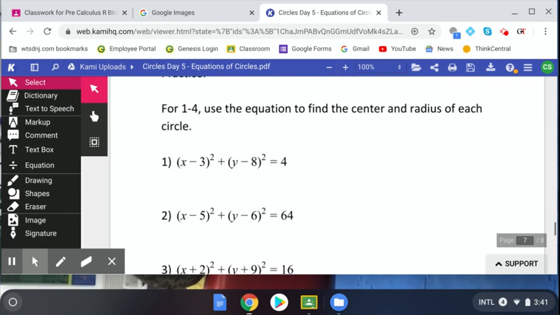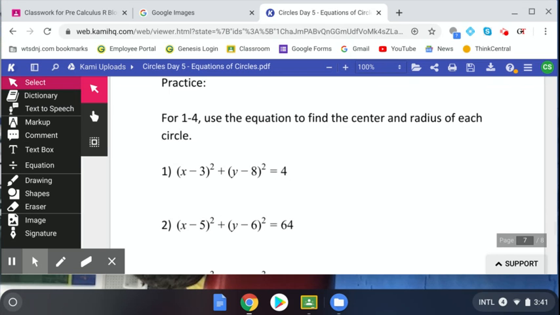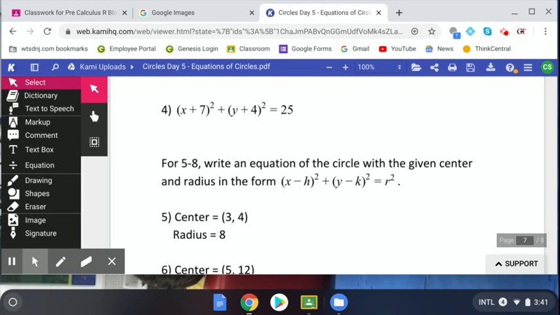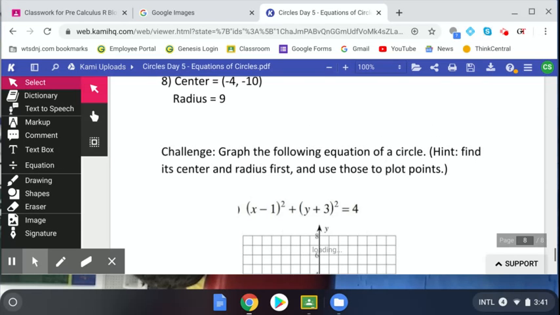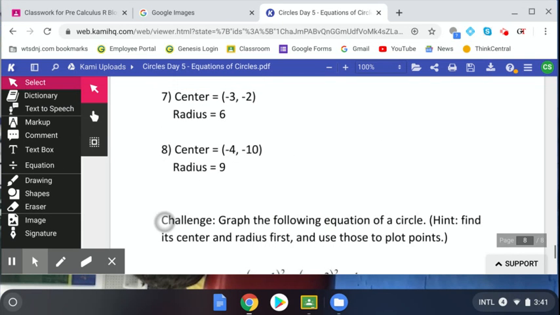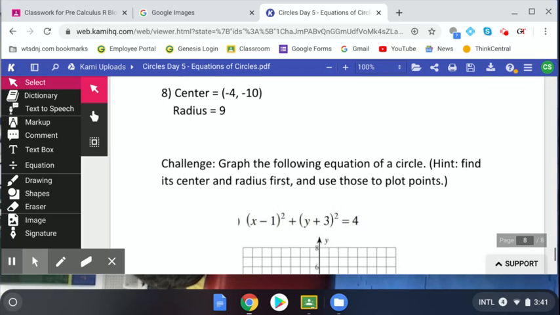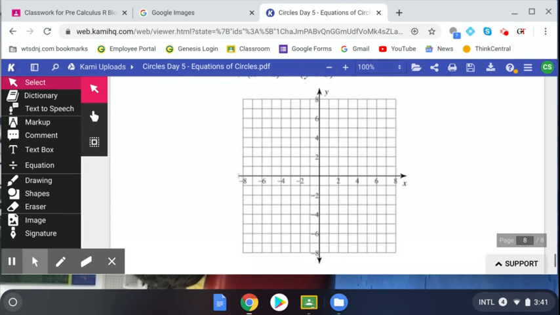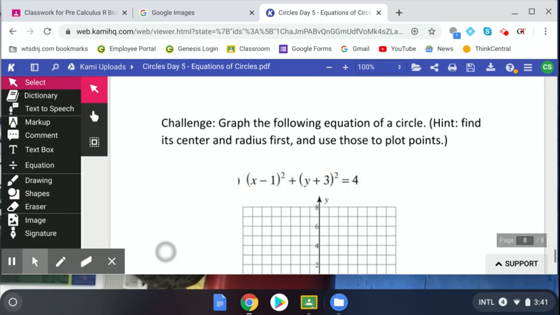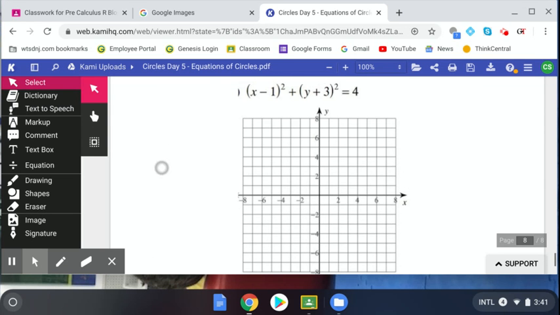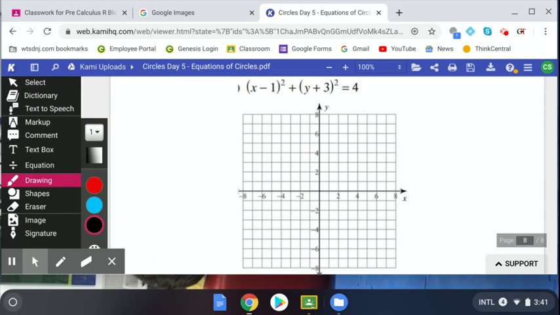Okay. So now these ones are for you to practice. You are going to go ahead and submit these on Kami. And then I am going to graph this one with you. This one, first thing we're going to do to graph this is find the center and the radius. So the center should be at positive 1, comma, negative 3. I know that because I changed the sign of this number and I changed the sign of this number. And the radius should be square root of 4, which is 2.